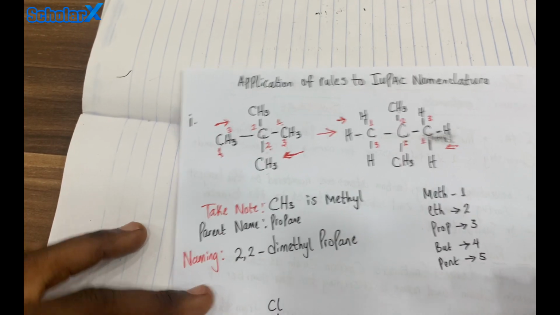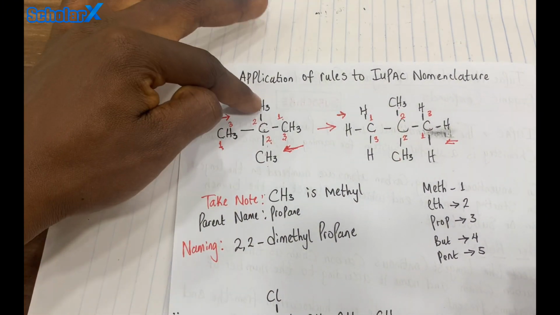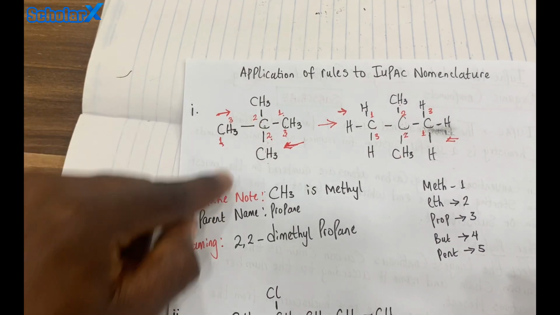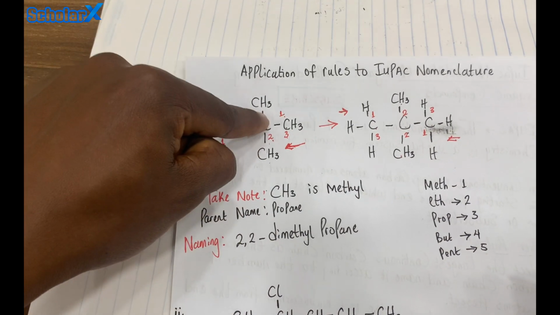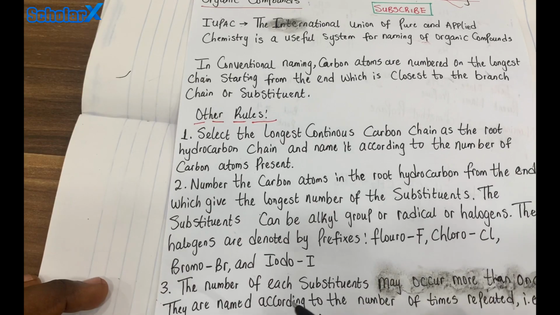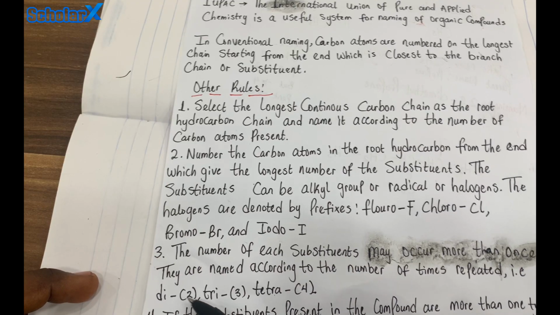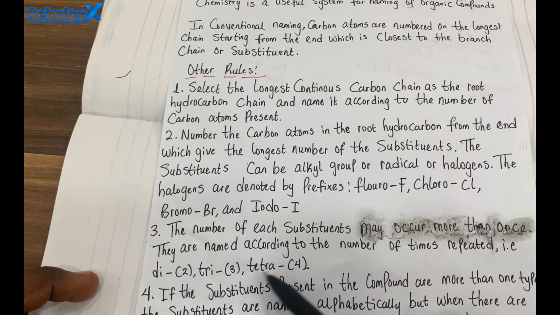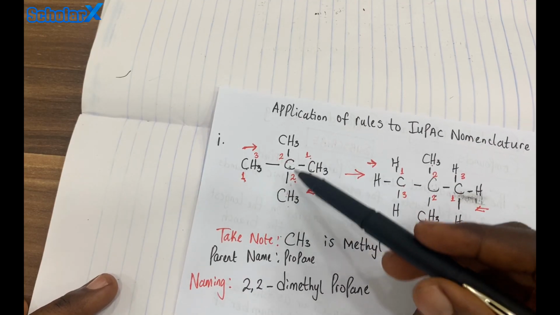2,2-dimethylpropane, because you have two substituents called methyl, and you have two of them on the same position, the second carbon. So it's going to be 2,2 because they are on the position of the second carbon, and because we have two methyls, it's going to be di. Don't forget, when we were looking at the rules, we said that the number of each of them may come more than once. They are named according to the number of times repeated: 2 is di, 3 is tri, and 4 is tetra. So in this case, we have just 2 of it.